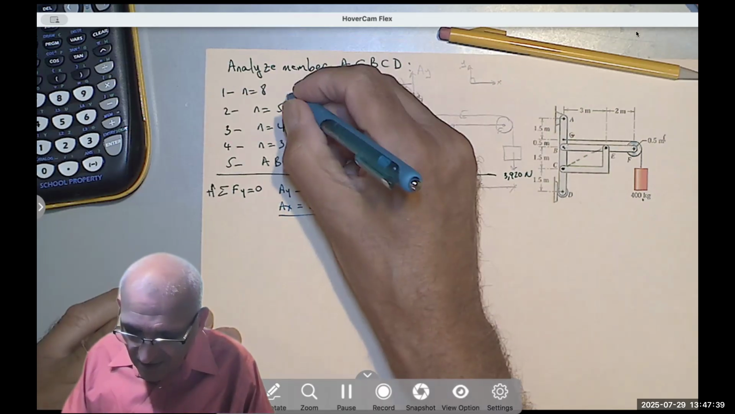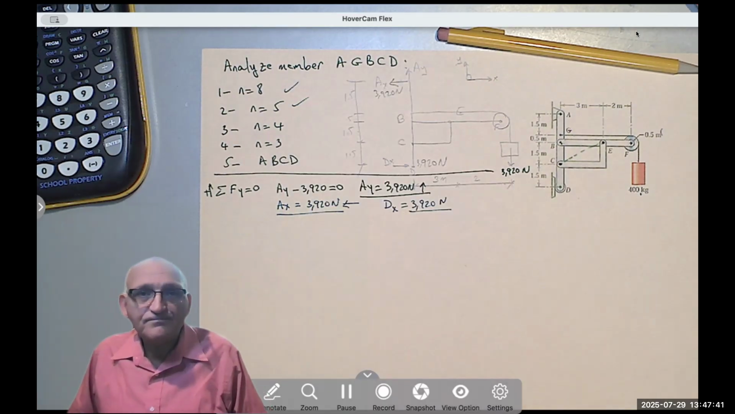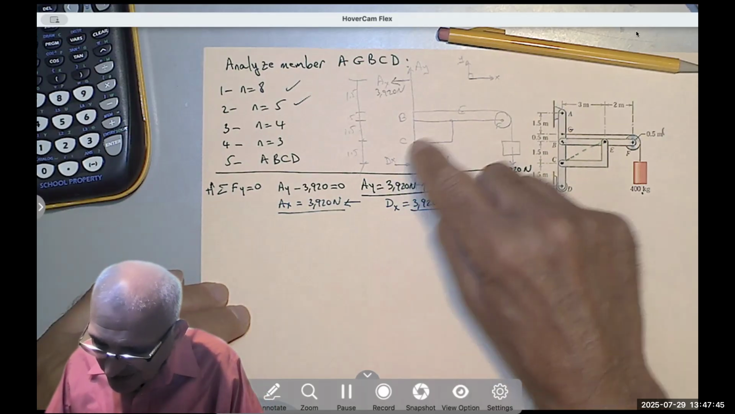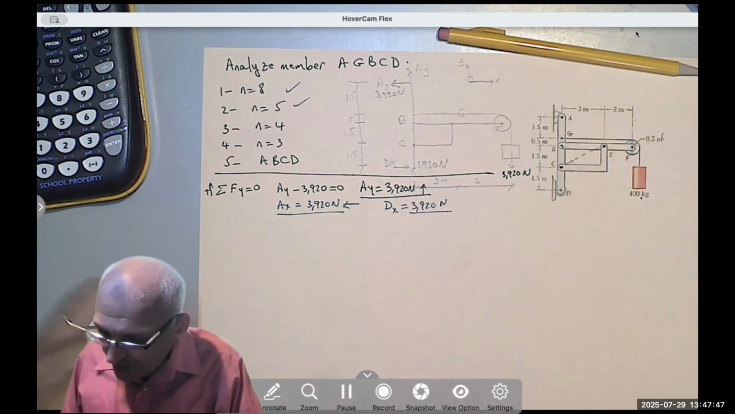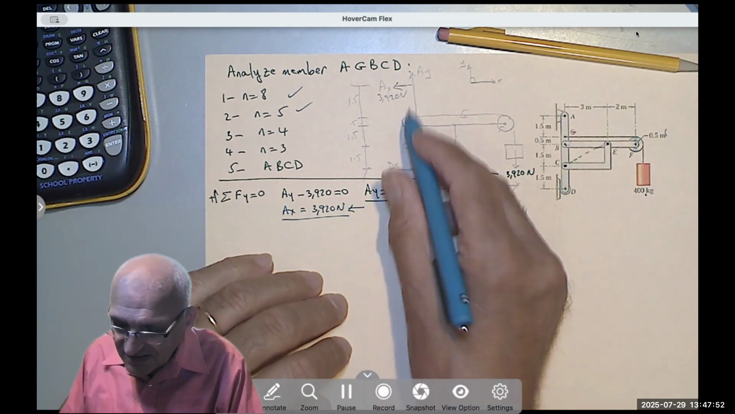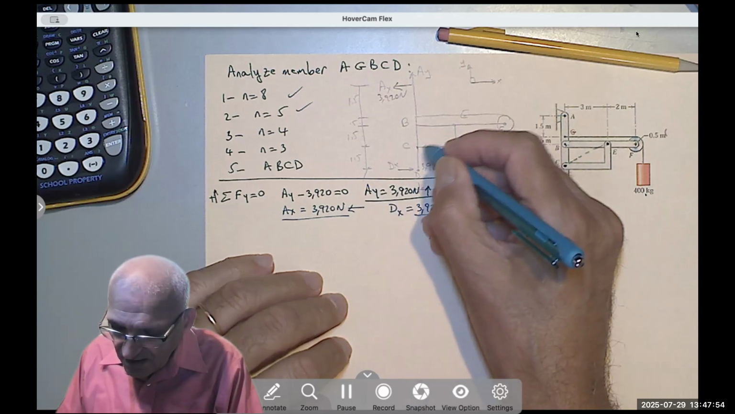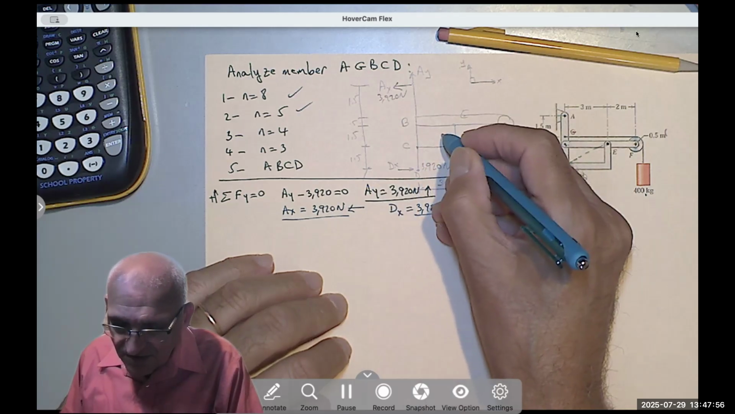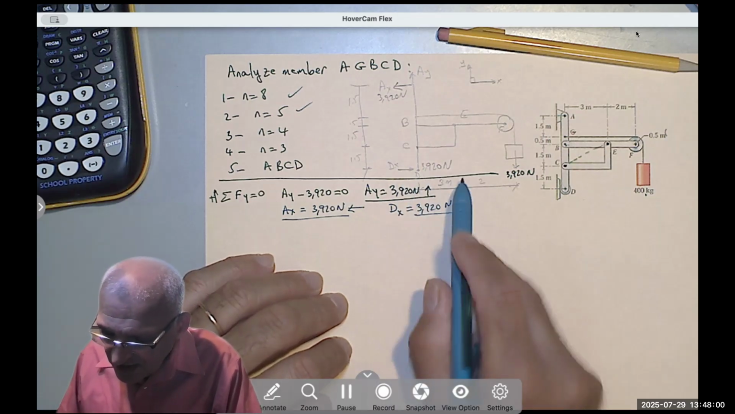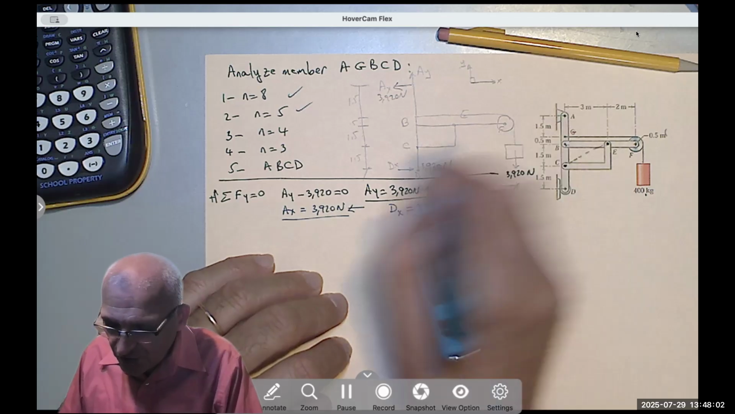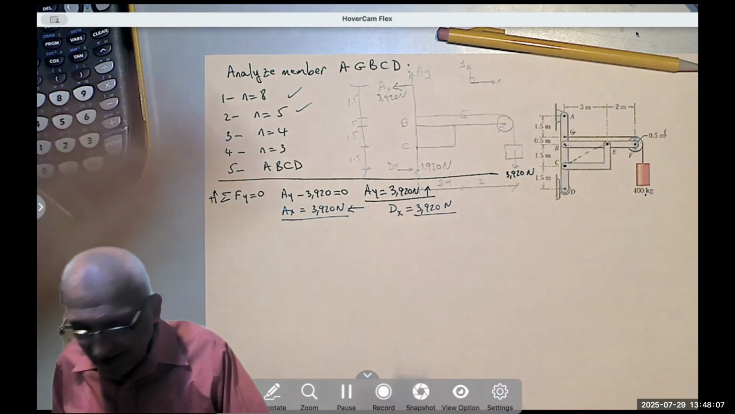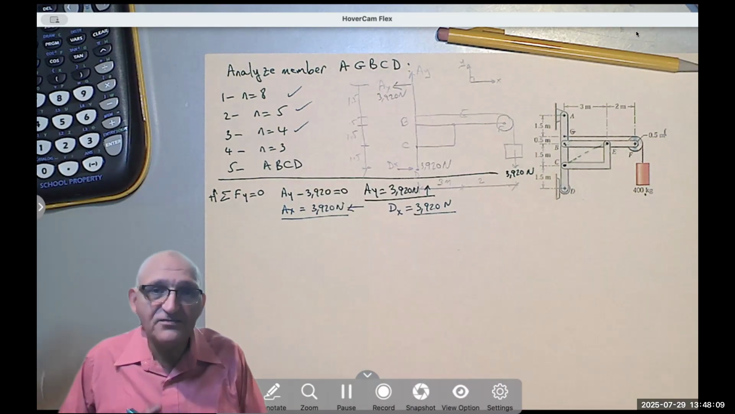So now I have 5 unknowns. I solve for 3. Oh, but I know that CE is a two-force member. So when I draw the free body diagram of ABCD, I'm not going to say Cx and Cy. No, I'm going to make a line in this direction. Notice this height is 1.5 and this base is 3. So the slope is like 2 to 1 to root 5. We'll do that later.